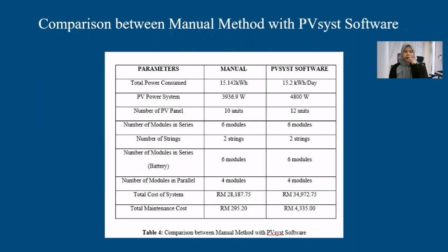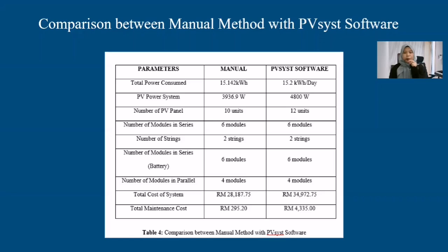Okay, next is the comparison between the manual method and the PV system software. The first parameter is total power consumed. If we calculate manually, we get 15.142 kilowatt hours. If we run the simulation, we get 15.2 kilowatt hours per day. The value is slightly different because the simulation includes extra load, so that's why the value is slightly bigger than the manual one.